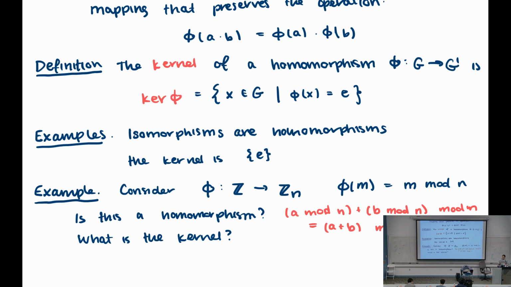And then what is the kernel? So anything that's a multiple of n, when we mod it by n, will go to 0, which is the identity in Z_n. So multiples of n is the kernel. So we have nZ is the kernel of this phi. Okay, are there questions?